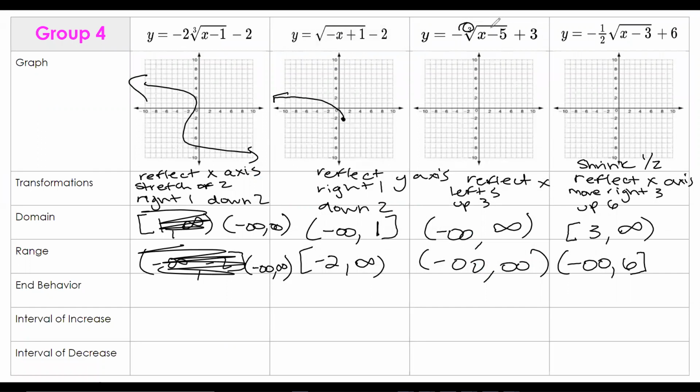Okay, over here, we're also going to have something very similar. It's going to look like this, roughly. It's fine. It's a real rough sketch. All right, and then this last one is going to look something like this. 3, 6.